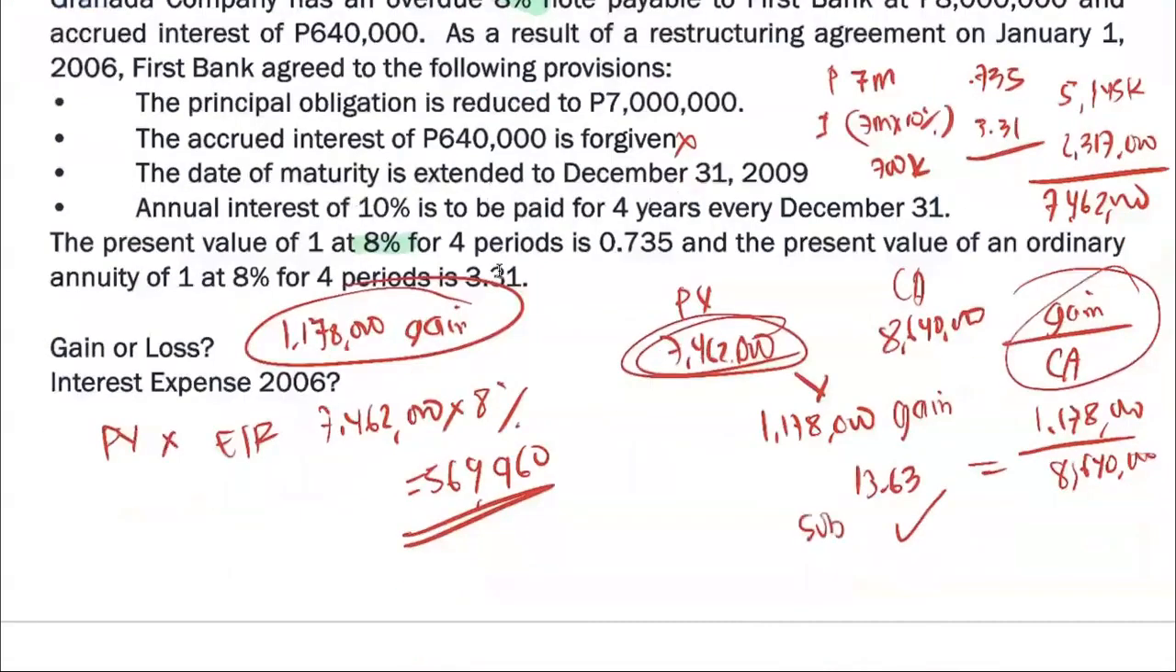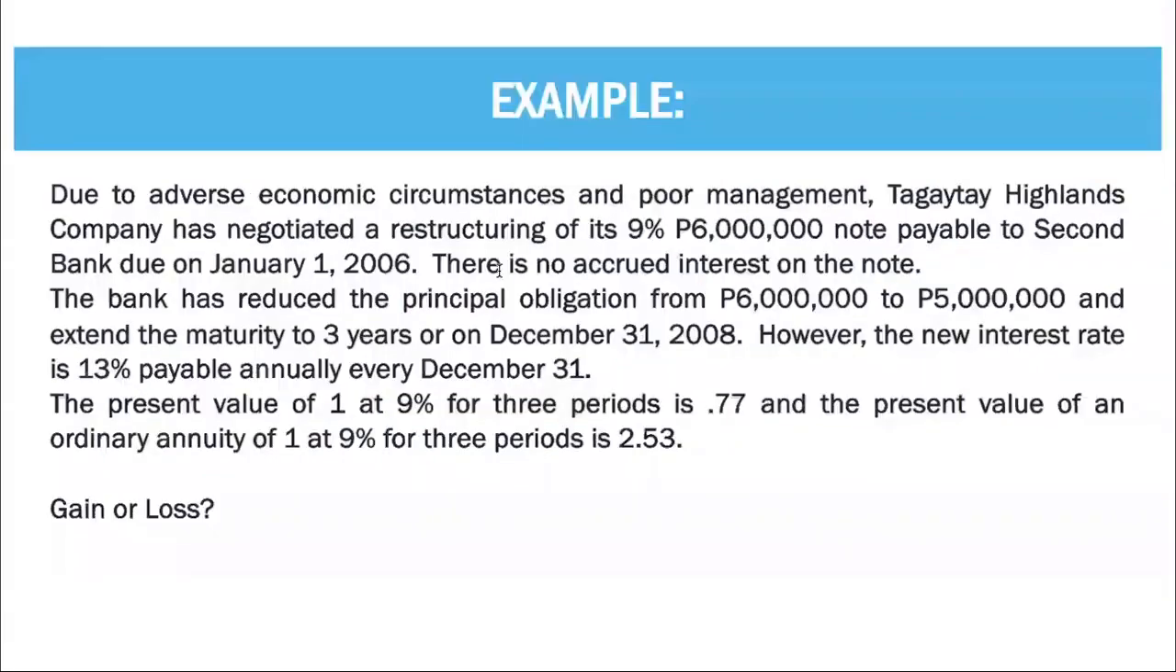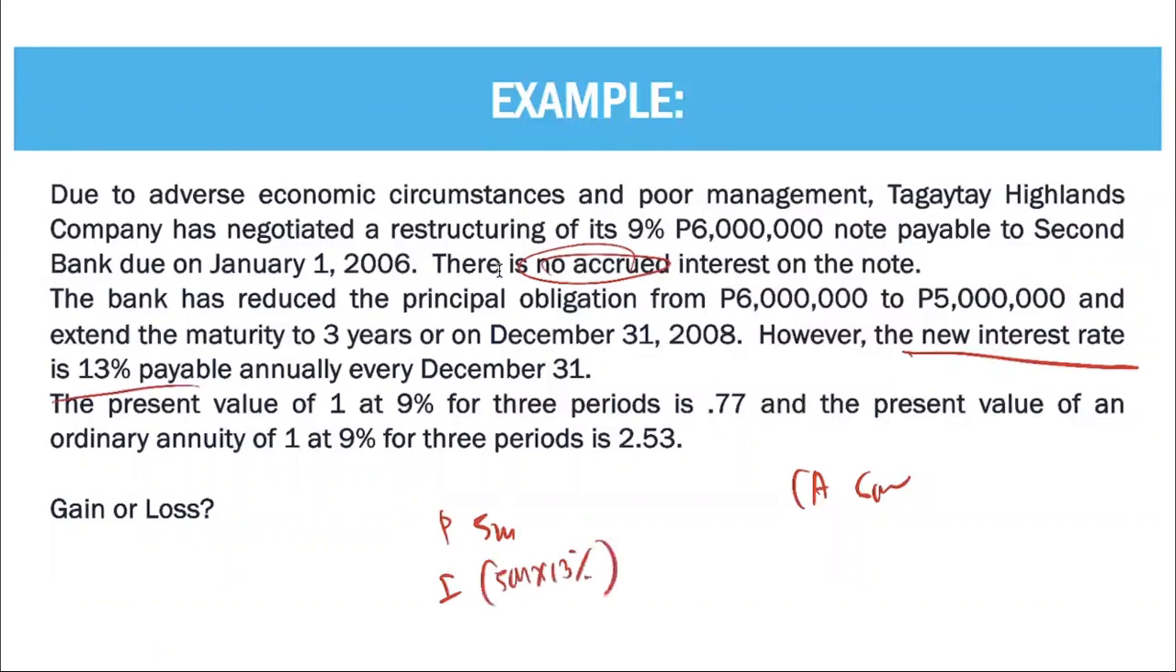So how about this one? Due to adverse economic circumstances and poor management, Tagaytay Highlands Company has negotiated a restructuring of its 9% 6 million note payable. So the carrying amount is 6 million. There is no accrued interest, so we don't need to include any interest. The bank reduced the principal obligation to 5 million and the interest is 13%. The new interest rate is 13%, so 5 million times 13%, we have 650,000. After that, we need to get the present value factors using the original effective interest rate. What is the original effective interest rate? 9%. It's given.